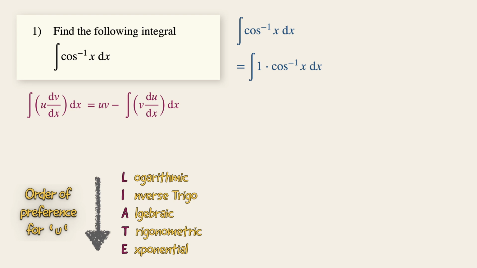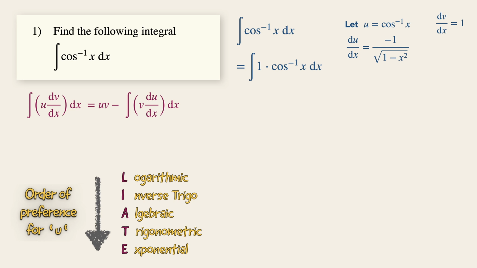Now 1 is considered an algebraic function A, while cosine inverse is an inverse trigo function given by I. The inverse trigo function takes preference as it comes before A, thus we will let u be cosine inverse. Now du over dx is thus minus 1 over square root 1 minus x squared. Now with that, dv over dx is then 1.